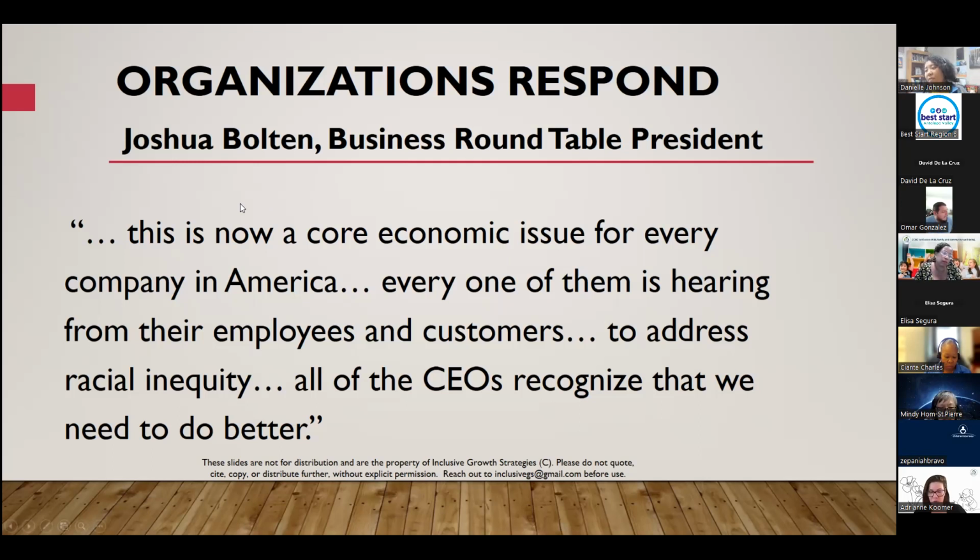So when we think about the Business Roundtable, President Joshua Bolten says, this is now a core economic issue for every company in America. Every one of them is hearing from their employees and customers to address racial inequity. All the CEOs recognize that we need to do better. I would say not just racial inequity, but we're having large conversations across diversity facets now.